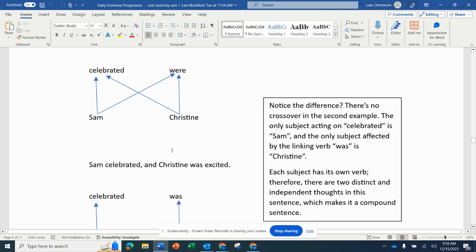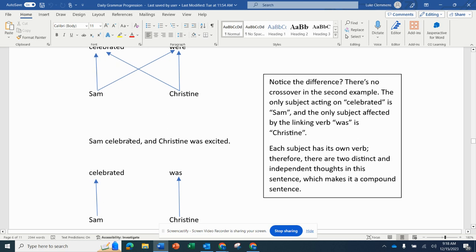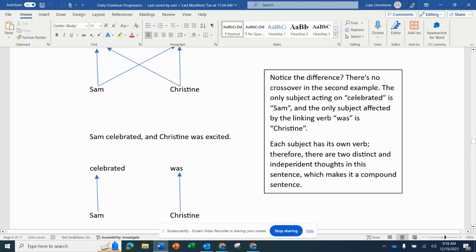Okay, but if we rewrite this sentence just a little bit, Sam celebrated and Christine was excited. Look at how this changes. In our little box over here, I have it written out. Note the difference. There's no crossover. The only subject acting on celebrated is Sam. And the only subject affected by the linking verb was is Christine. Each subject has its own verb. Therefore, there are two distinct and independent thoughts, which makes this a compound sentence.